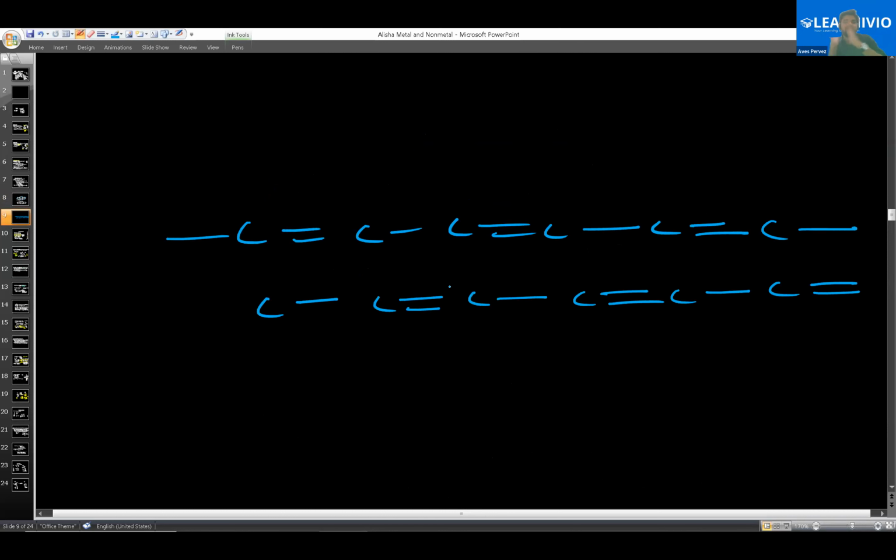As a result, electrons are delocalized. The electrons are jumping from here to here and then again back to here. So this delocalization results in making graphite a good conductor of electricity. That's why graphite is a good conductor.